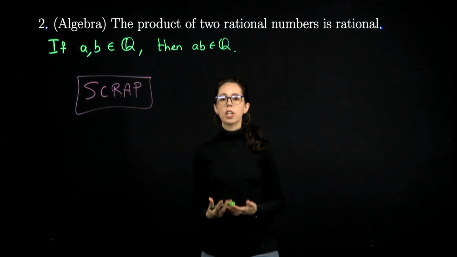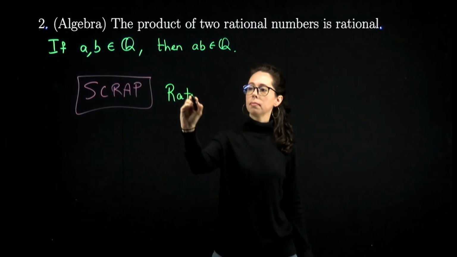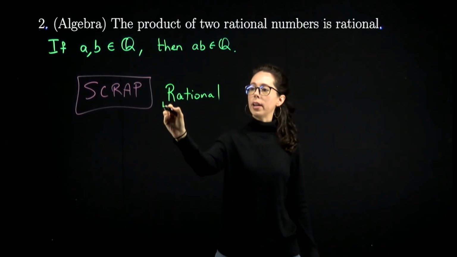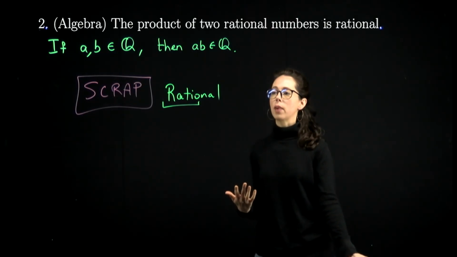There is a definition for rational numbers. A rational number is a ratio of integers. So 3/7, for example, is a rational number.